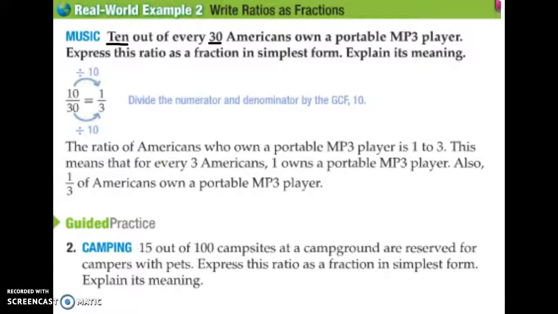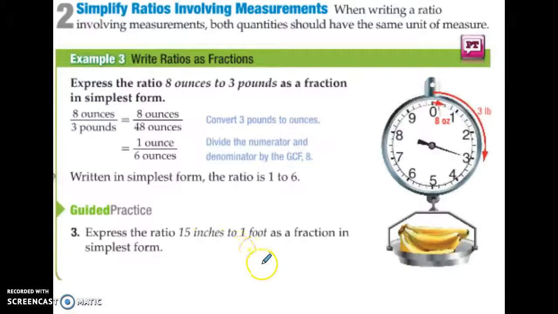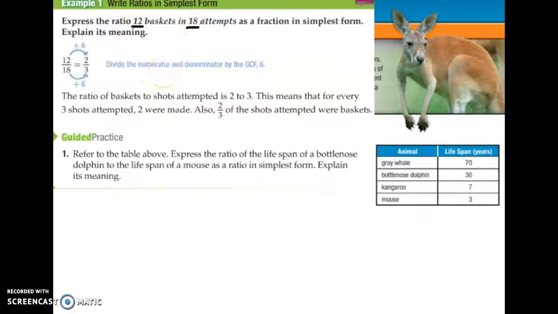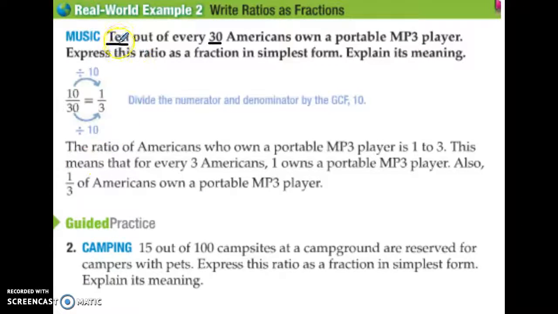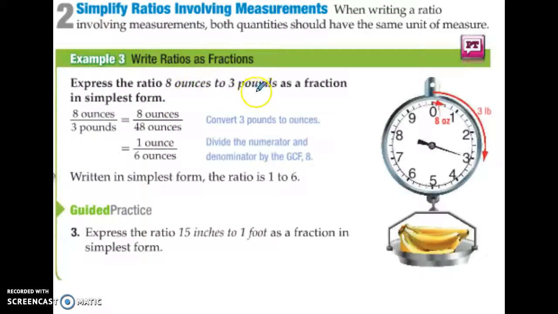Alright, and then our last example, this one involves a little more work, because when we're comparing ratios and we have two things completely unrelated, we just write the fraction. So I go back a couple slides, I'm comparing baskets to attempts. Here I'm comparing 10 out of 30 Americans, so the same thing. Here I have ounces and pounds, and while they're not the same, they're related. And so if I have two things that are related, I have to put them in the same term, or same label. So let's first write this as a fraction. Okay, so 8 ounces to 3 pounds. So I start by putting 8 over 3, right here.